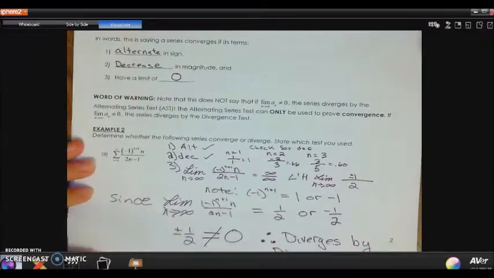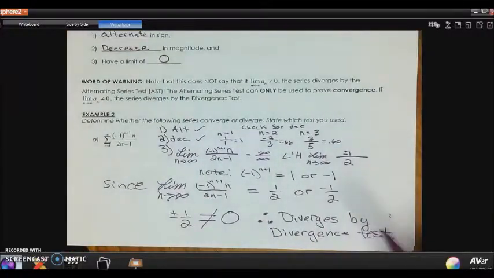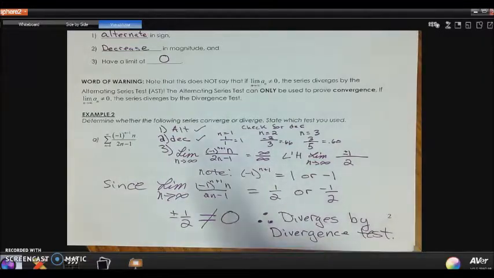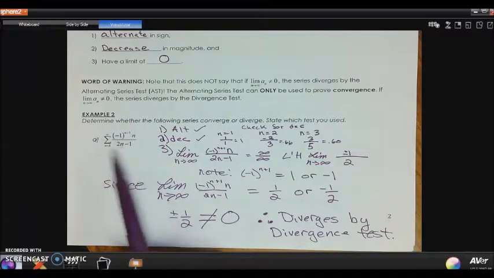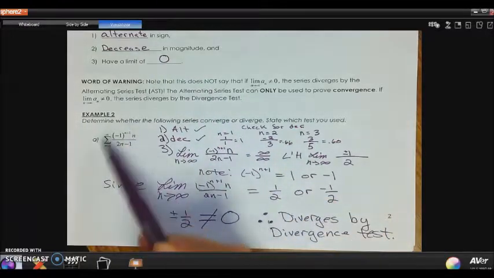All right, now let's take a look at this example. Determine whether the following series converge or diverge. We've got some examples, and make sure we are making a concluding statement so we get all of the points that we need. I'm taking a look at this right away, and you're like, oh, this looks terrible. No, it's not terrible, because I see that -1 raised to a power.